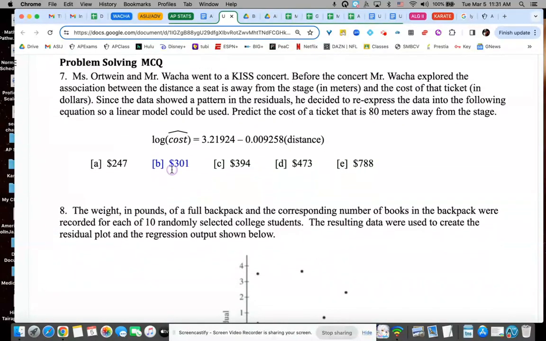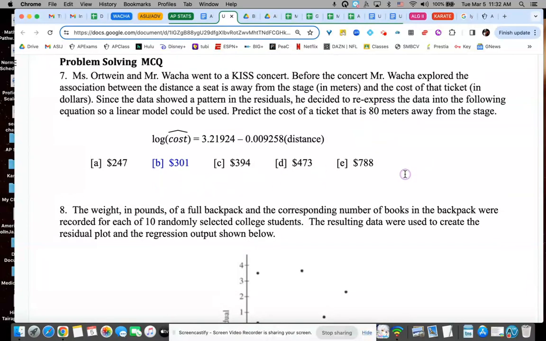Number 7. This is just a straight solve. You put 80 into the equation for distance. You put that in right here. Come up with whatever number this is. Just throw it in your calculator, right? And then that number is equal to the log base 10 of cost. So to undo that, you have to undo the log. So 10 raised to this power, whatever number that is, should equal the cost, right? So 10 raised to the power equals the cost. So when you do all that on the calculator, you should get 301. I did it to make sure, and it works.